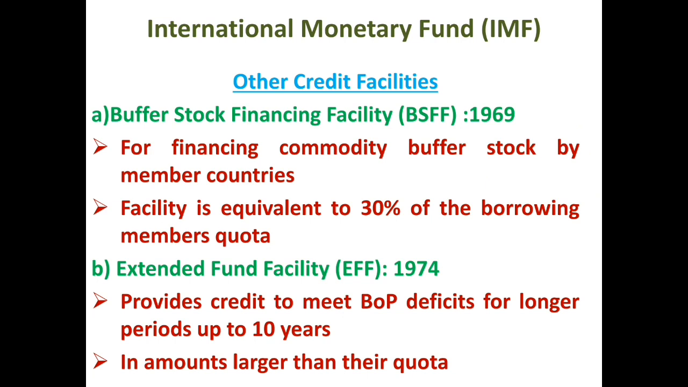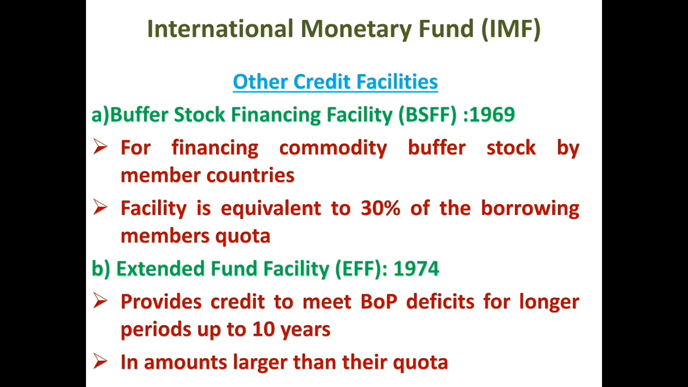Apart from the direct borrowing facilities of IMF, there are 4 other kinds of facilities. One is the buffer stock financing facility, known as BSFF, started in the year 1969. It is for financing the commodity buffer stock of the member countries. The facility is equal to 30% of the borrowing member's quota.